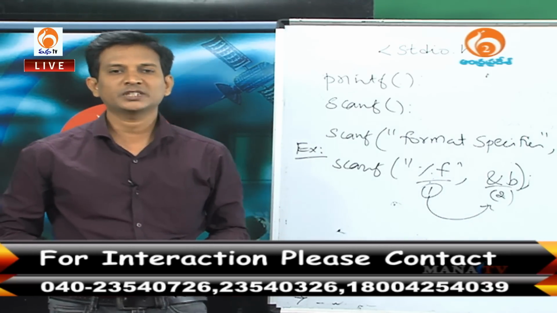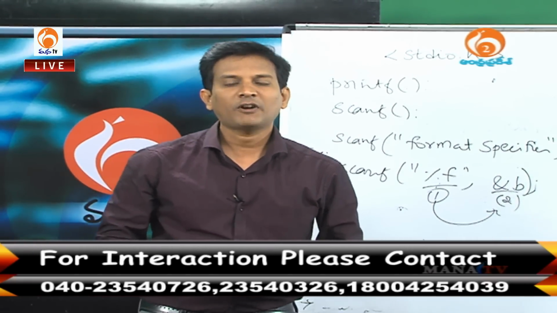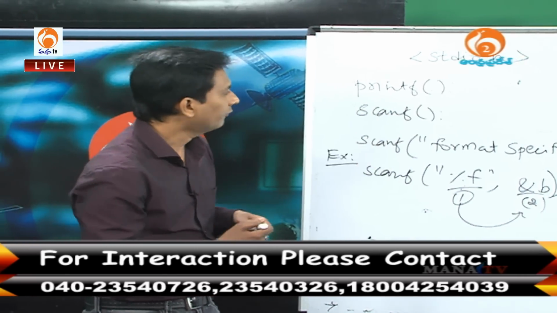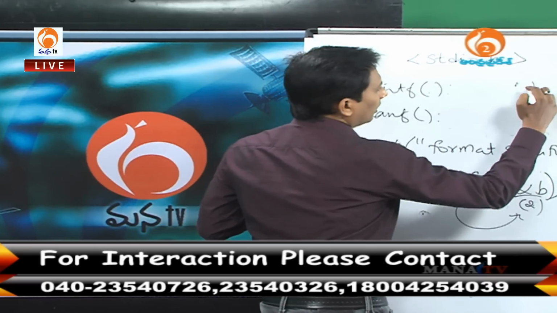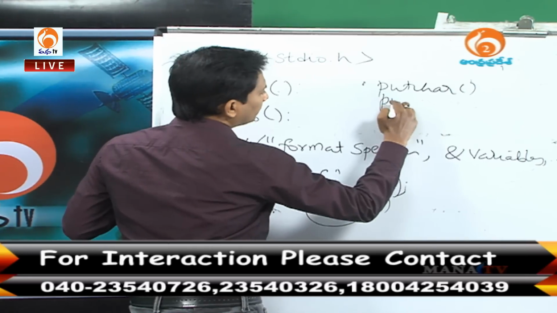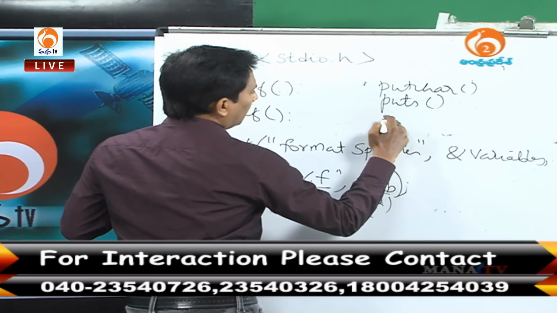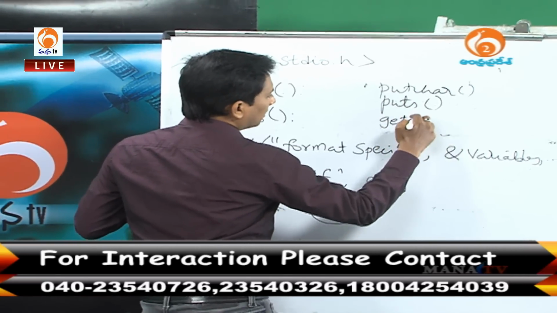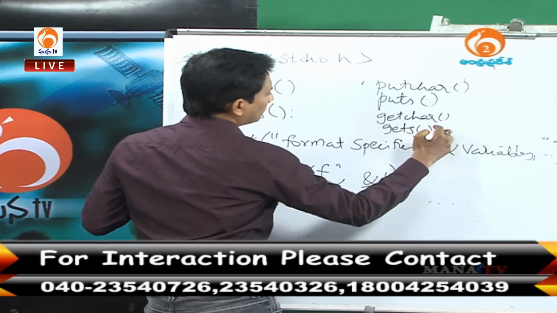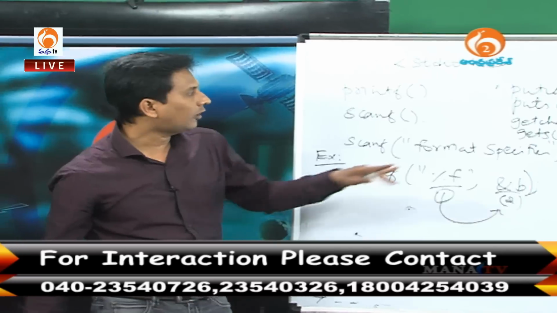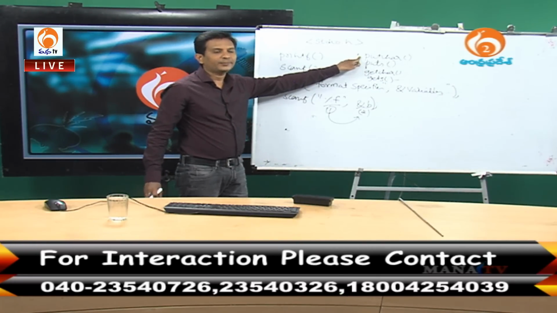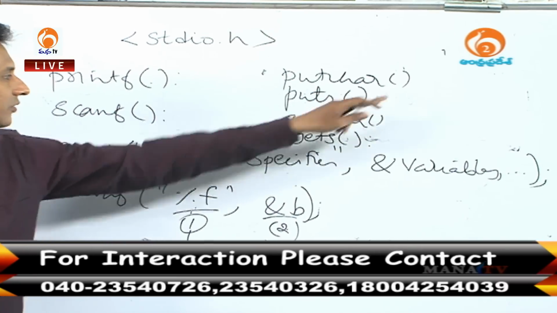Actually, input output statements are divided into two parts, formatted and unformatted. Formatted means printf and scanf. Unformatted means putchar, puts, getchar, and gets. These are the unformatted functions. Unformatted means we don't use any format specifier when using these functions.